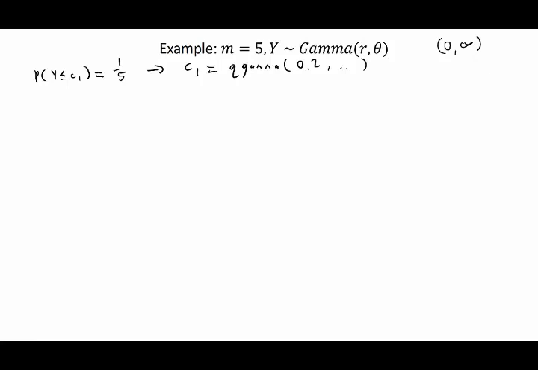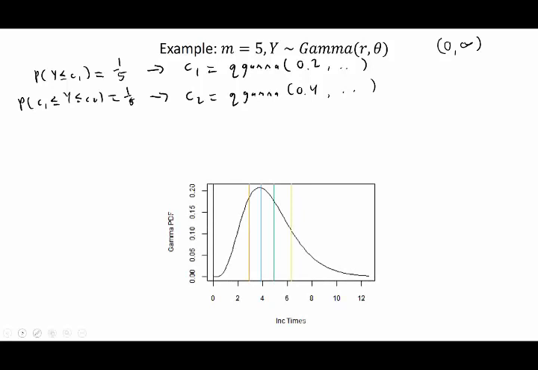Right? Then, for our next cut point, we're going to choose a C2 so that the probability of Y being between C1 and C2 is also 1/5, which means that C2 should be the 0.4 quantile, right? So that difference is 0.2. So we can continue on in this way and choose C3 and C4. And at the end of the day, what this ends up looking like is the following curve.